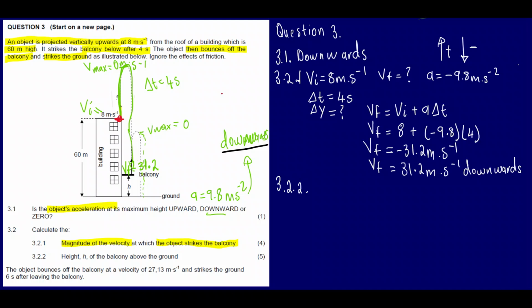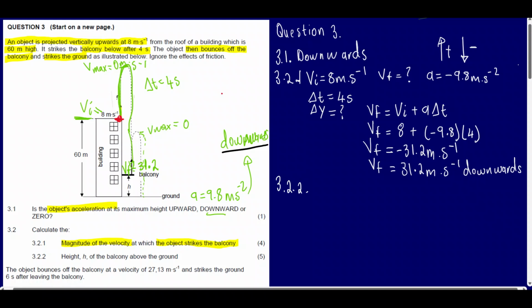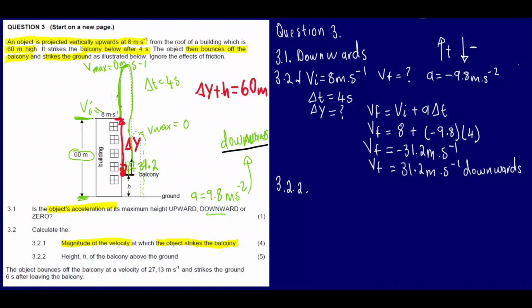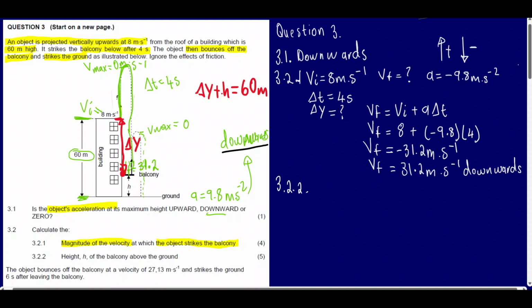They want us to now calculate the height of the balcony. We don't know the height of the balcony, but we are given the height of the building, which is 60 meters. I think the smart approach here, because we have the initial velocity, is to work out this displacement. Should you work out this displacement, you can see that the displacement plus the height is equal to the 60 meters. But how are we going to work out the displacement here?